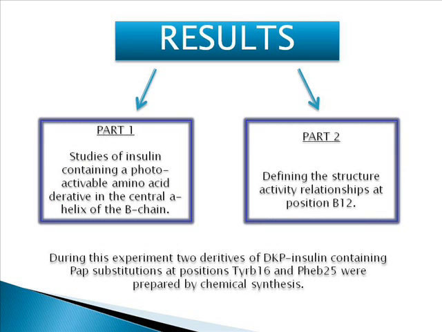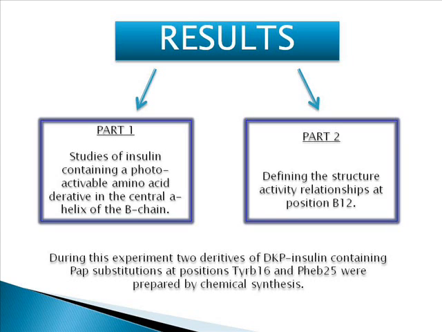The results are split up into two parts. Part 1 is about the studies of insulin containing a photoactivatable amino acid derivative in the central alpha helix of the B chain. Part 2 is about defining the structure-activity relationships at position B12. However, mainly we'll be focusing on Part 1.